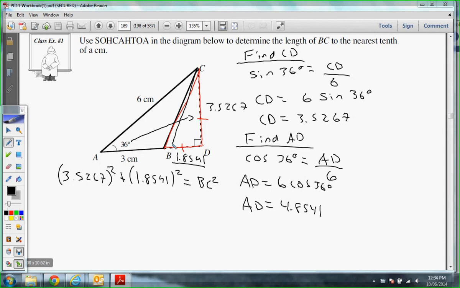And when you do that, you're going to get BC squared equals 15.8753, and we're going to square root, and it gets you approximately 4.0. So BC is 4.0.